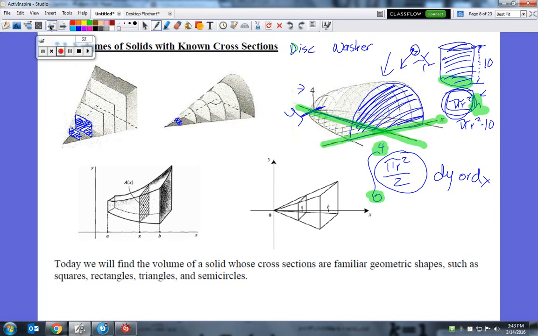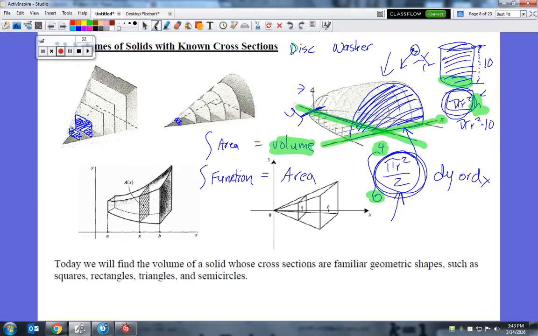Okay? So when I integrate a cross section, the way I'm trying to give an example of my original half semicircle here, when I integrate area, it yields volume. Just like we've been doing with area between two curves. We're integrating a function, we get area.